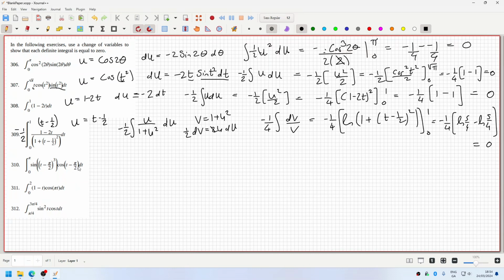Whew. Okay, next one here. Do I want to say, if I could go with u equals t minus pi over 2. So this becomes the integration of sine u cubed cos u du, because du equals dt.